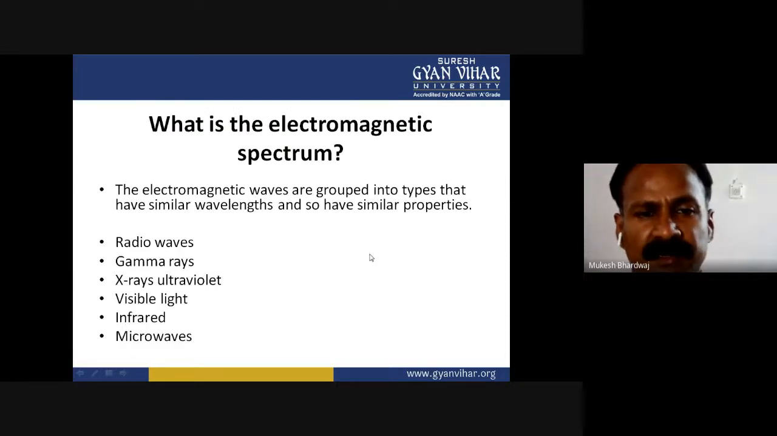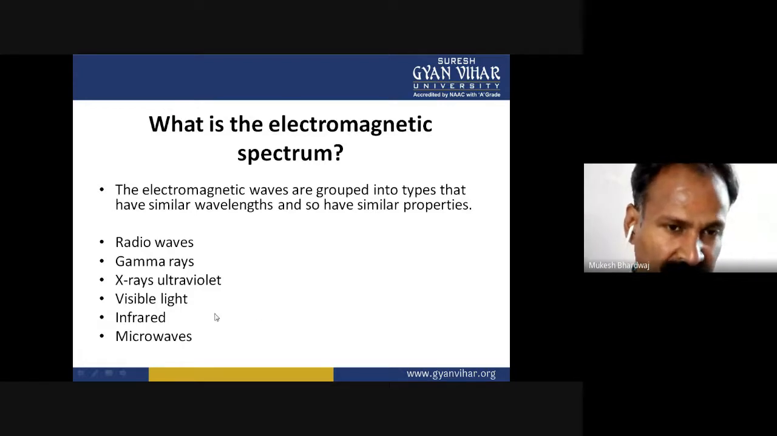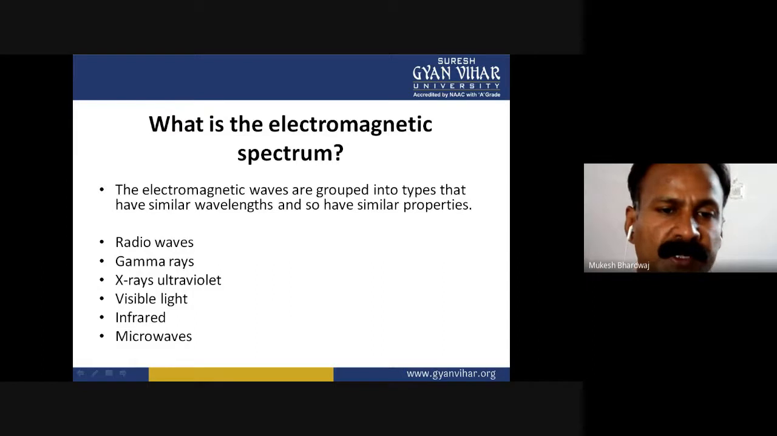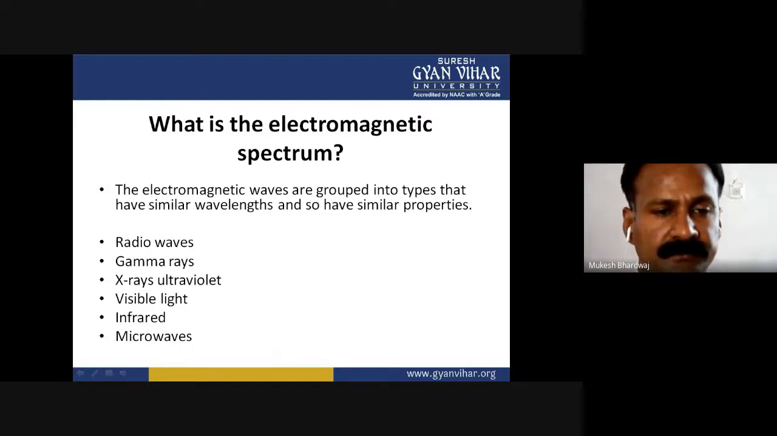What is the electromagnetic spectrum? The electromagnetic waves are grouped into types that have similar wavelengths and so have similar properties: radio waves, gamma rays, X-rays, ultraviolet rays, visible light, infrared rays, and microwaves. So this is basically the electromagnetic spectrum.